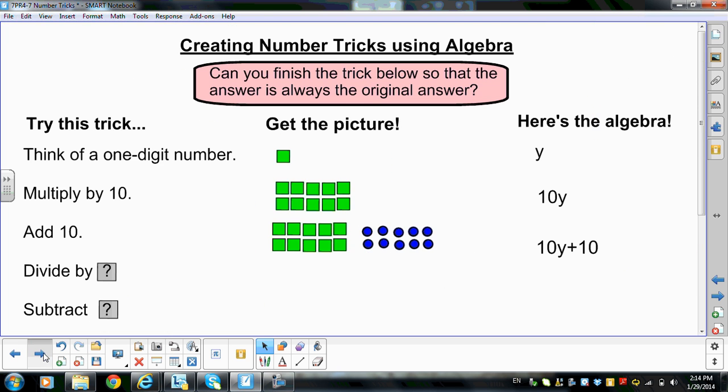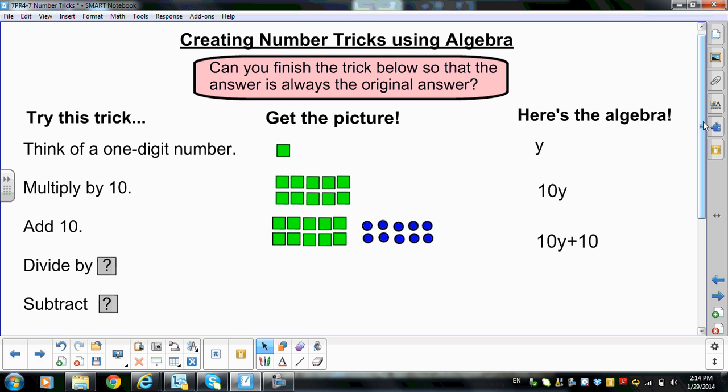Okay? So what I want to do over here is kind of a little number trick that you must finish. So can you finish the trick below so that the answer is always the original answer? So let's try a new one-digit number that I haven't used yet. So let's think 4. Okay, think of a one-digit number. So every time one of these green squares is worth 4, my number, y, is equal to 4.